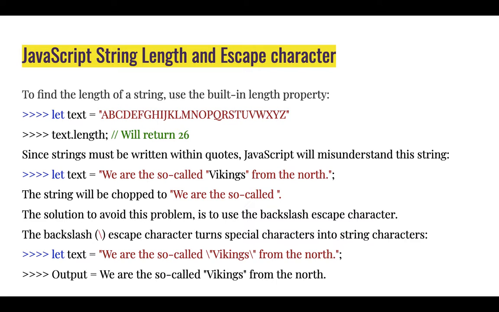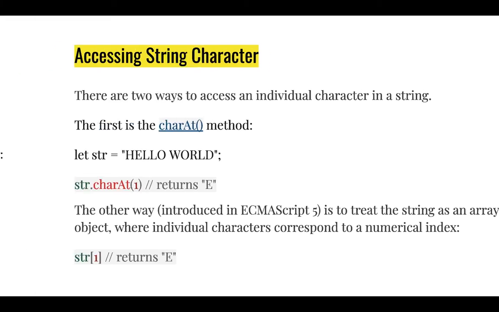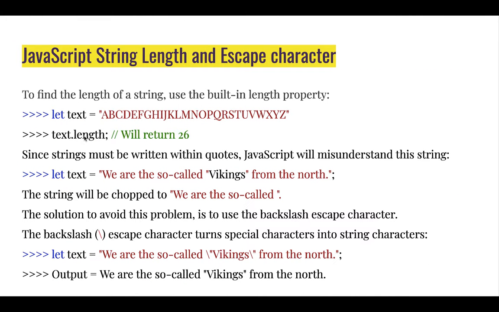You can do things like finding the length of a string using the built-in length property. So this is a variable called text, and we have assigned this value to it. If we want to get the length of this string variable, you just need to type the name of the variable followed by dot length, and then the length of the string will be returned.